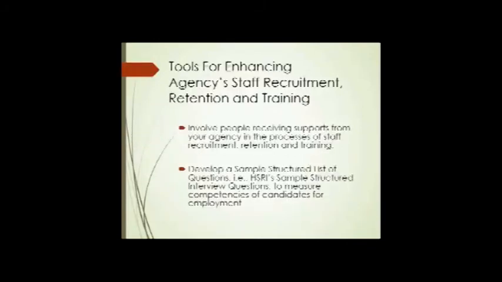We have identified some tools for enhancing agency staff recruitment, retention, and training, and this is based on research that has been identified within the last 10 years that is effective. One is to involve people receiving supports from your agency in the processes of staff recruitment, retention, and training. That involvement could be anything from asking the person to participate in the interview process of candidates. If the person doesn't want to participate in the interview process, they could also write a list of questions that they feel would be important to ask. There are several ways to involve the people that you support in that process.